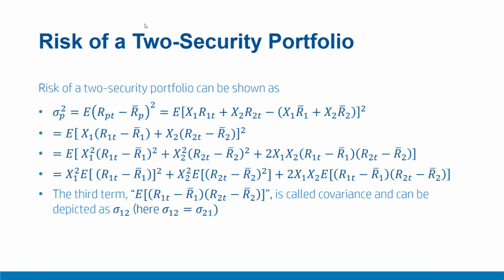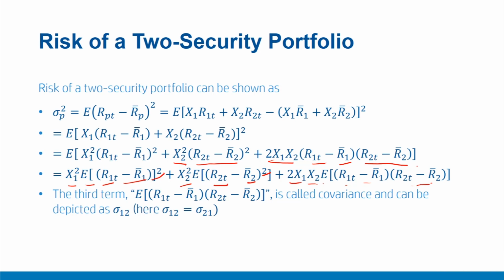This expression can be further expanded to sigma_p squared equals expectation of x1 squared times R1t minus R1 bar squared, then x2 squared R2t minus R2 bar squared plus 2 times x1 x2 R1t minus R1 bar into R2t minus R2 bar, which can be further simplified like this: x1 squared times expectation of R1t minus R1 bar raised to the power 2, plus x2 squared expectation of R2t minus R2 bar raised to the power 2, plus 2 times x1 x2 expectation of R1t minus R1 bar into R2t minus R2 bar.